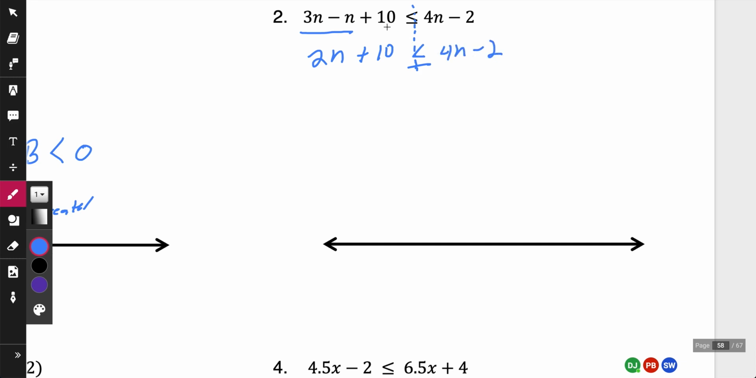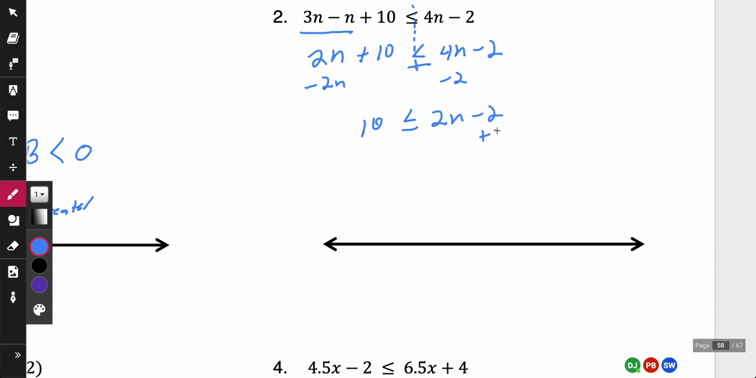I now need to get the variables on one side of the inequality, and what I'm going to choose to do is subtract 2n on both sides. This leaves me with 10 is less than or equal to 2n minus 2. And if you're wondering, why did I subtract 2n? Well, it's because I like keeping my variables positive, so I decided to subtract 2n on both sides of the inequality versus 4n on both sides of the inequality.